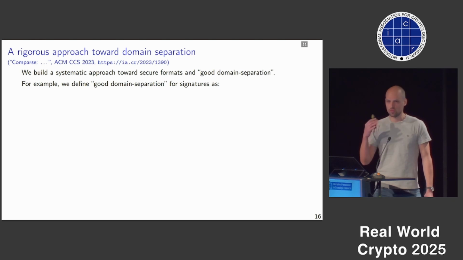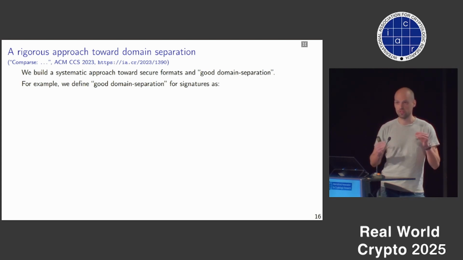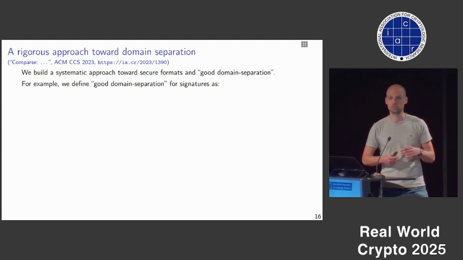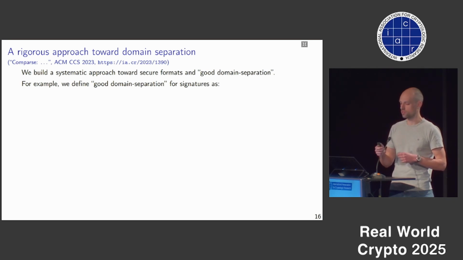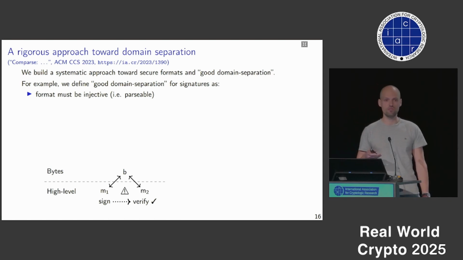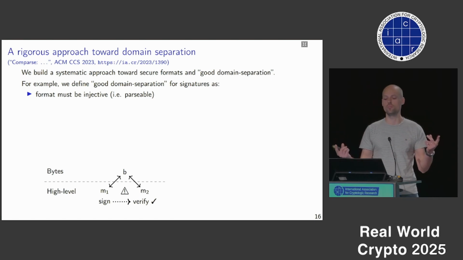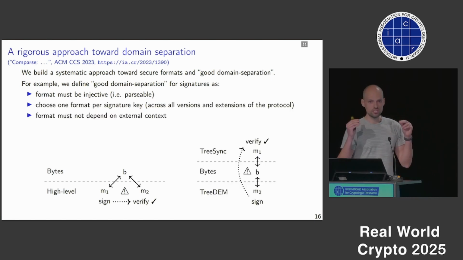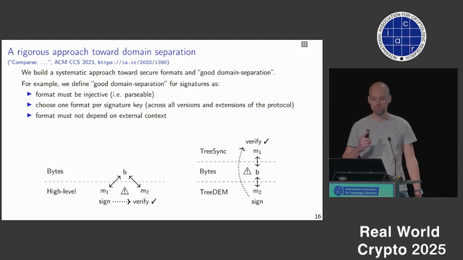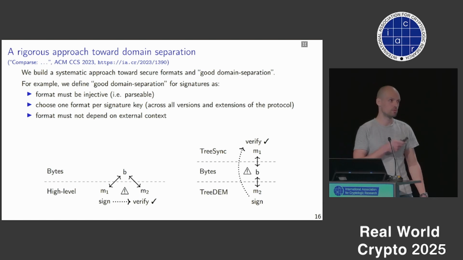So in our paper, we propose definitions of security properties for message formats, and for several cryptographic functions, define what is good domain separation. And for signatures, we define good domain separation as: the formats used with signatures must be injective, that is parsable. Otherwise, if M1 and M2 have the same serialization, you can use a signature on M1 to forge a signature on M2. And furthermore, for each signature key, we must decide on only one format to use that must not depend on external context, because otherwise we have a problem as we had in MLS.